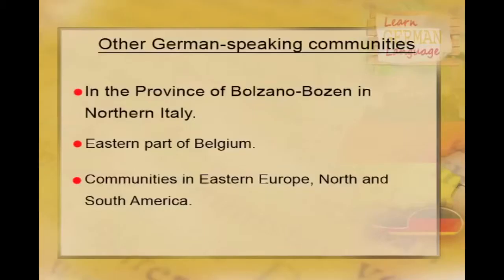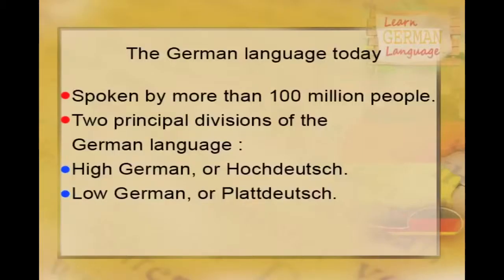And now coming back to the German speaking communities, well, apart from these countries where German is spoken, there are also other German speaking communities around Europe, such as in Bozen or Bolzano in northern Italy and the eastern part of Belgium, as well as certain communities in Eastern Europe, North and South America where German is spoken. German is spoken today by more than 100 million people.